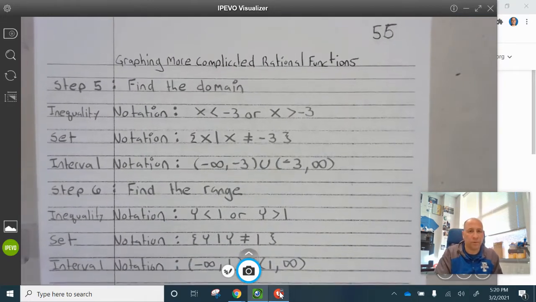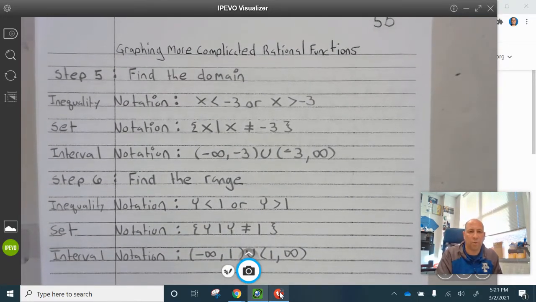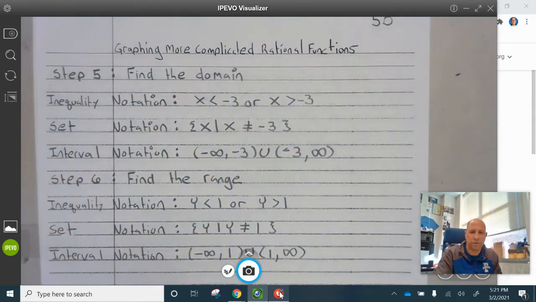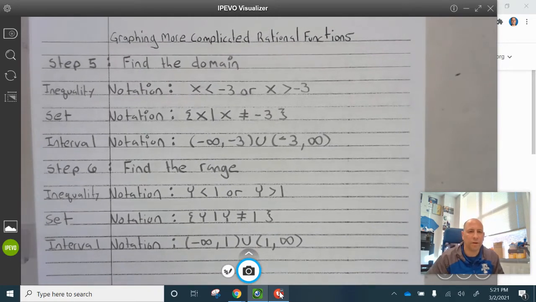Find the domain. The inequality notation is x is less than -3 or x is greater than -3. That's because you have a vertical asymptote at x equals -3. Set notation is x such that x does not equal -3, and interval notation is -infinity to -3, not including -3, or not including -3 to infinity.